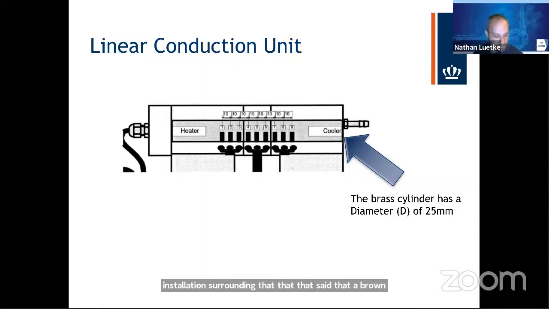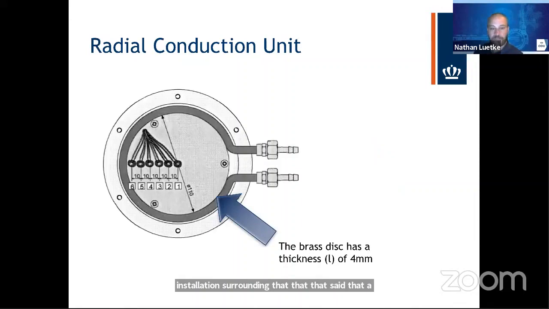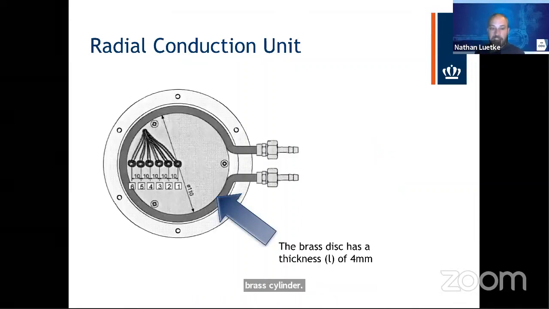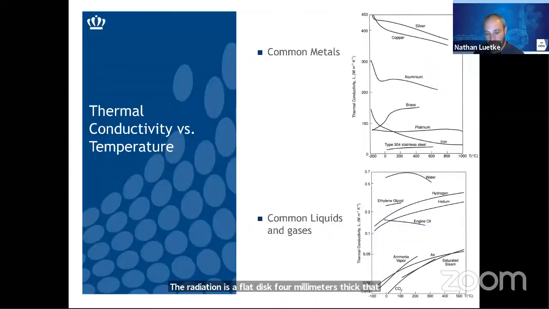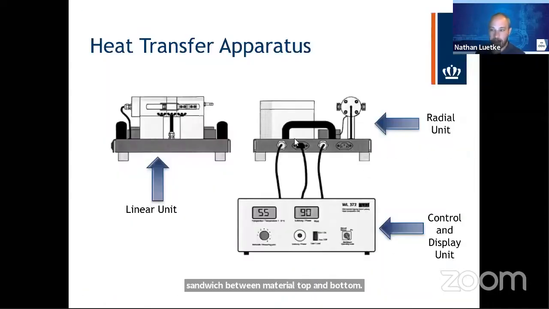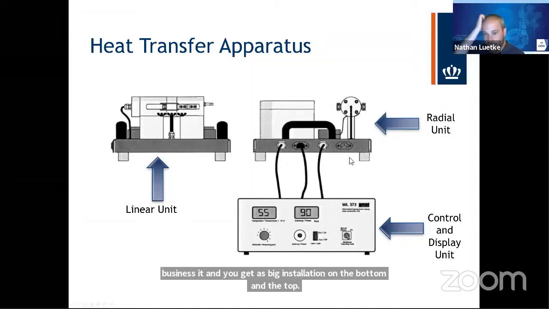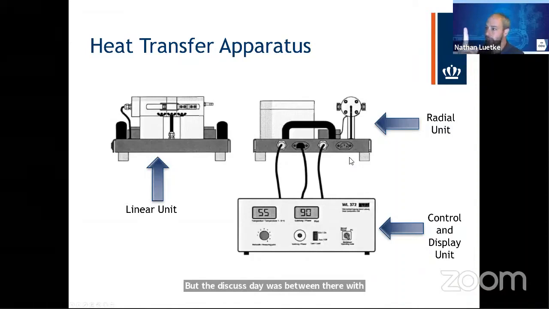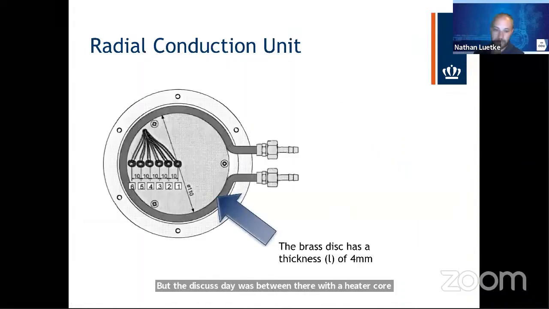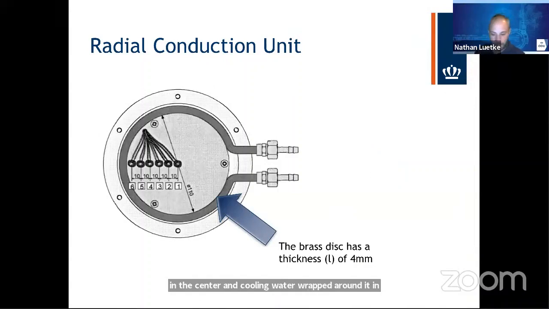The radial unit is a flat disc, 4 millimeters thick, that's sandwiched between material top and bottom. And you can see that here. On the radial unit, this is the side view. You get this big insulation on the bottom and the top. But the disc is sandwiched between there with a heater core in the center and cooling water wrapped around it in this little metal pipe. And those are separated 10 millimeters apart starting from the center.